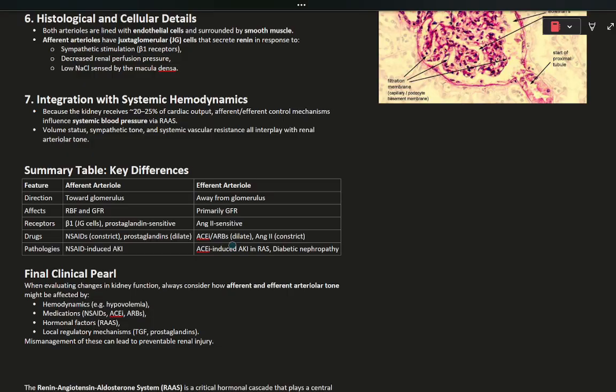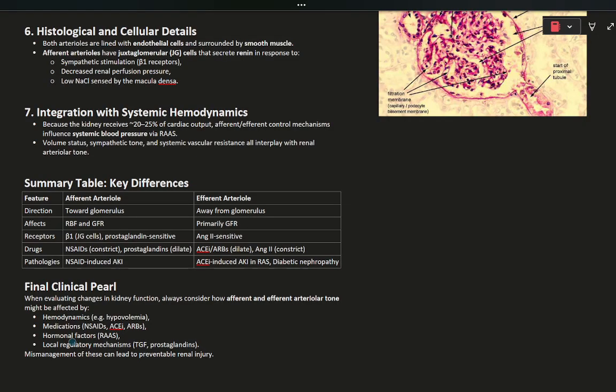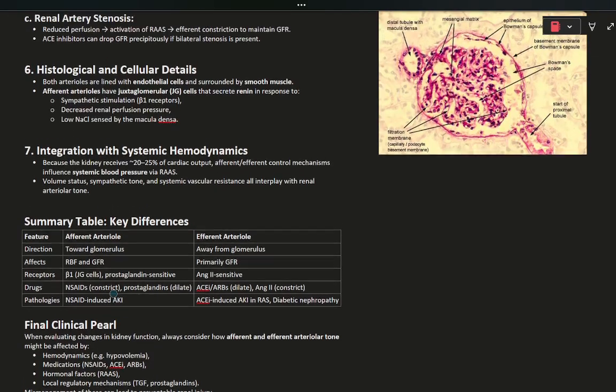And so, some clinical pearls to think about are, when you evaluate changes in kidney function, always consider how the afferent arteriolar tone might be affected by hemodynamics, like hypovolemia, medications, hormonal factors, and local regulatory mechanisms, as mismanagement of these can lead to preventable renal injury. So that is it for today's video.